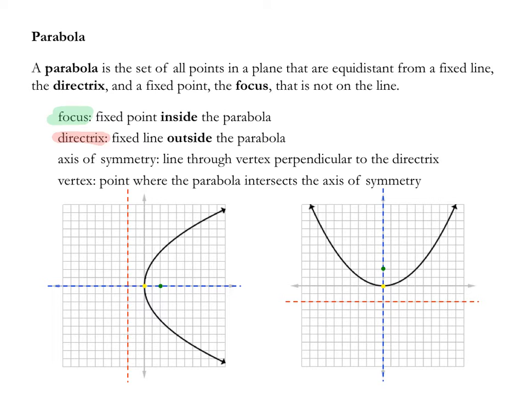The axis of symmetry is the blue line. It's just the line that divides the parabola symmetrically. It always is going to go through the vertex and it will run perpendicular to the directrix. And then the last one, the yellow one, is the vertex. The vertex is the point where the parabola intersects the axis of symmetry.